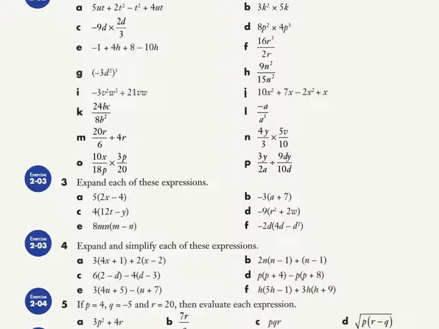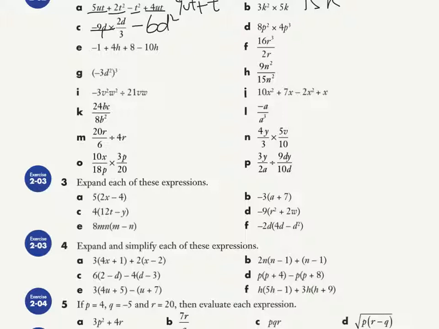Okay, 2a. Like terms, so we have 9ut, and we have 2 minus 1 is positive 1t squared. B, 3 5s are 15, and we have k3. Negative 9 times 2 is negative 18, divided by 3 gets you negative 6, and d times d is d squared, because it's negative 9d's on top and 1 on the bottom if you need that.